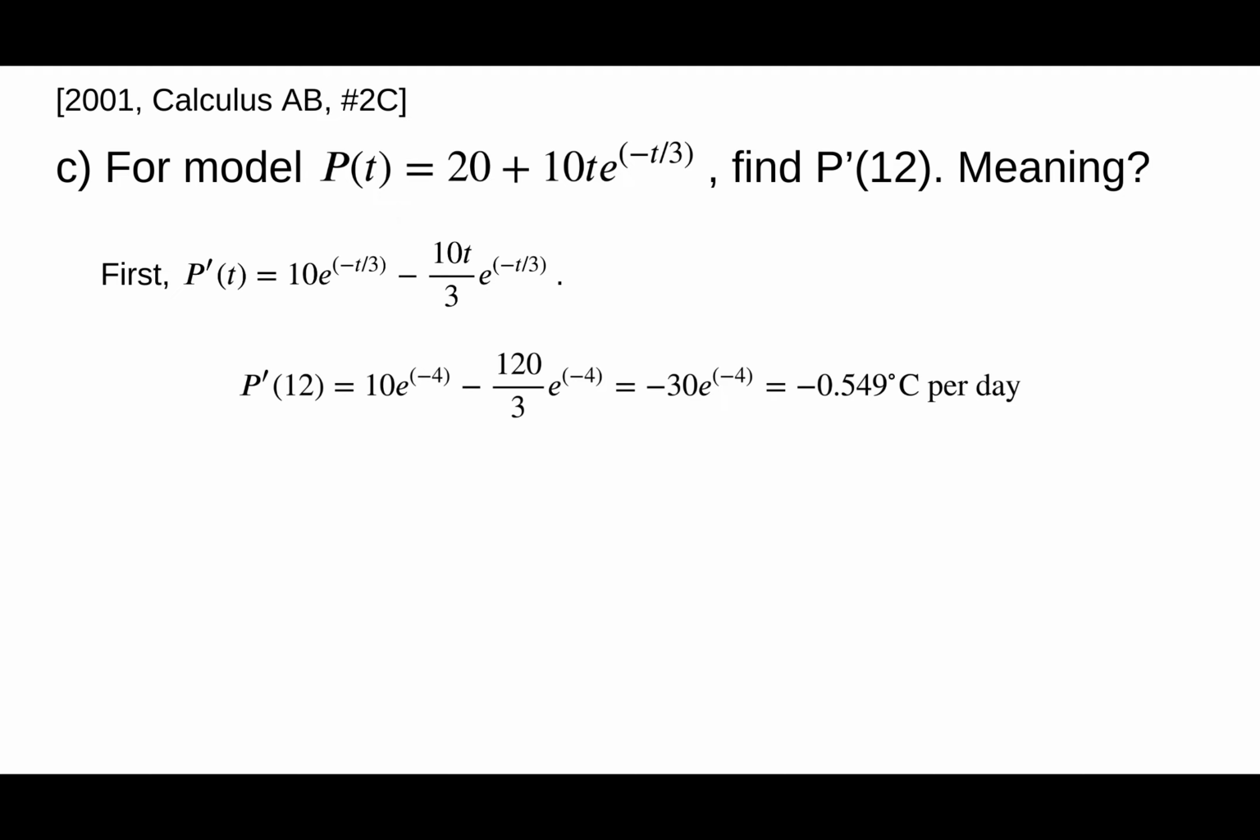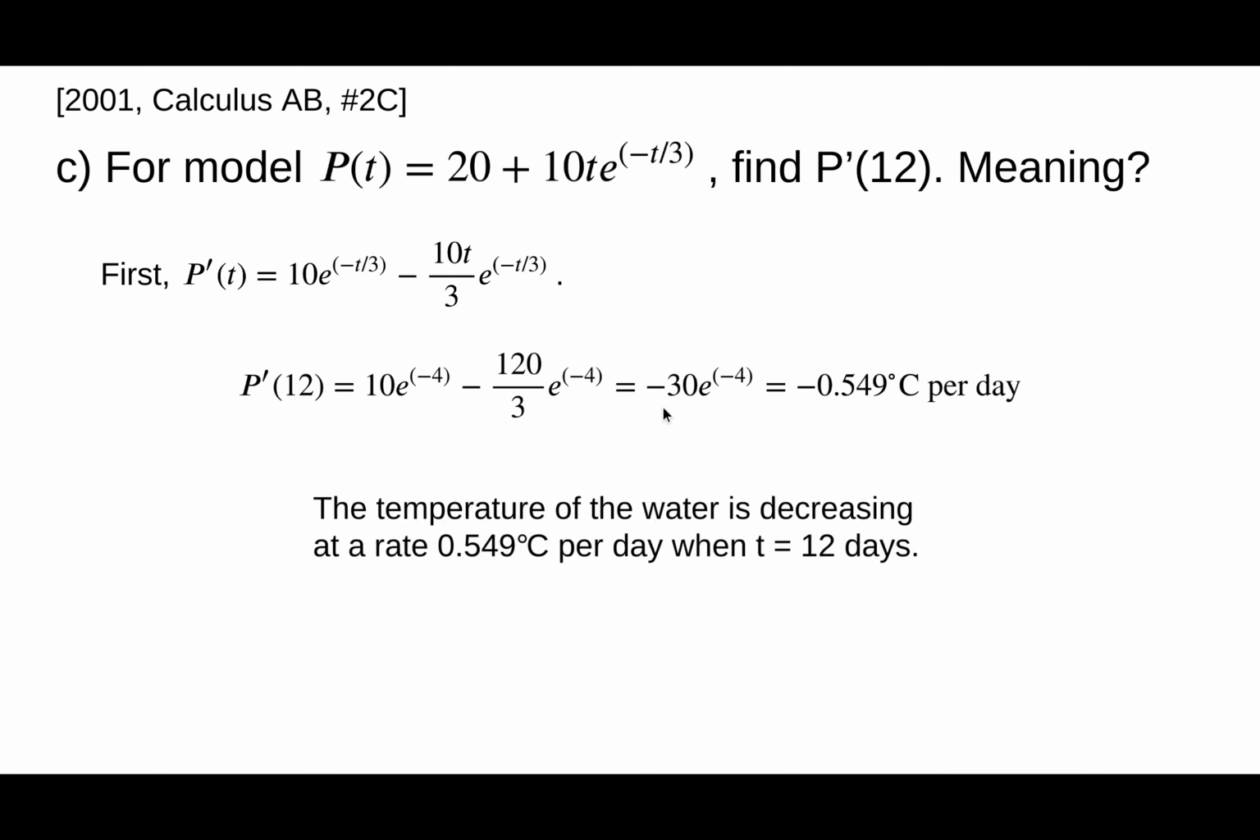But it's not required that you use your calculator to get a decimal here. You could have either of these two expressions, and that would be okay. Either 10 times e to the minus 4 minus 120 over 3, or maybe you write it as 40 e to the minus 4, or simplify it as negative 30 e to the minus 4. It's not required that you use your calculator, but you are allowed to. And then the meaning of this would be that, according to this model at least, the temperature of the water is decreasing at a rate of 0.549 degrees Celsius per day when t is equal to 12 days.